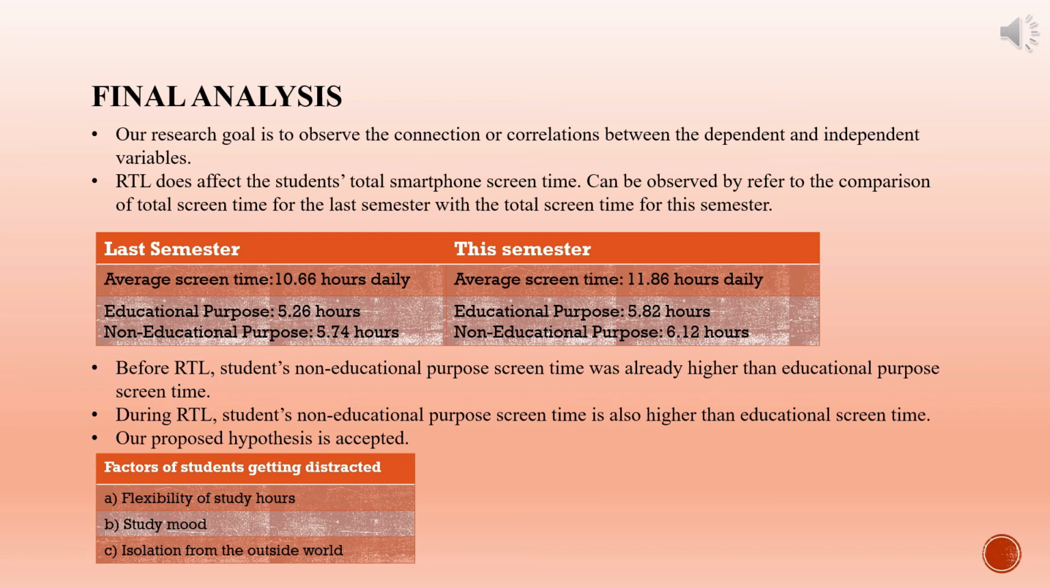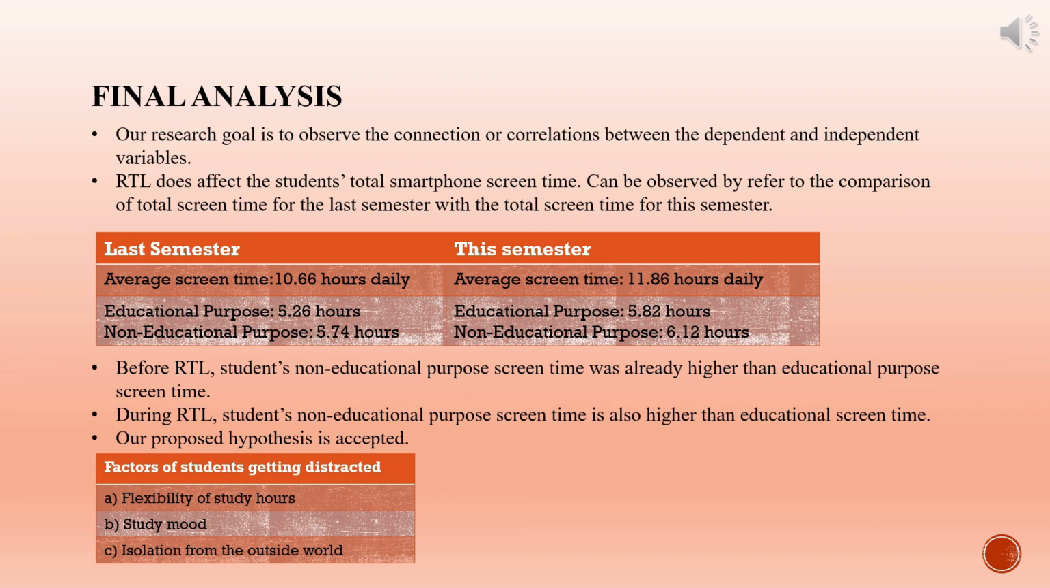So there are some factors that make students get distracted. The first one is the flexibility of study hours. Since the students are at home or at the campus but do not have to go to class, they will have a lot of study hours. So their time is more flexible than with physical class.